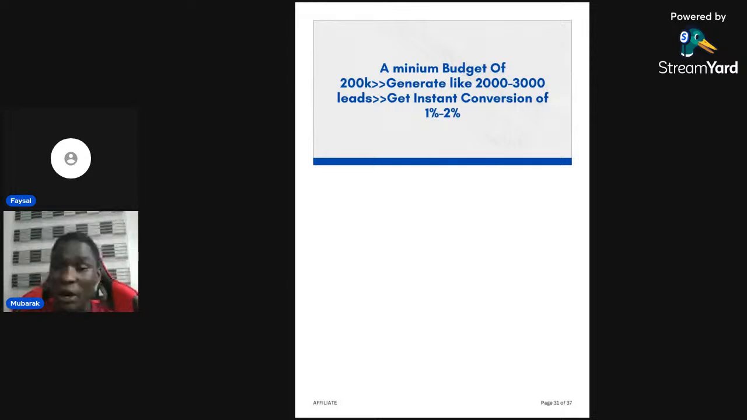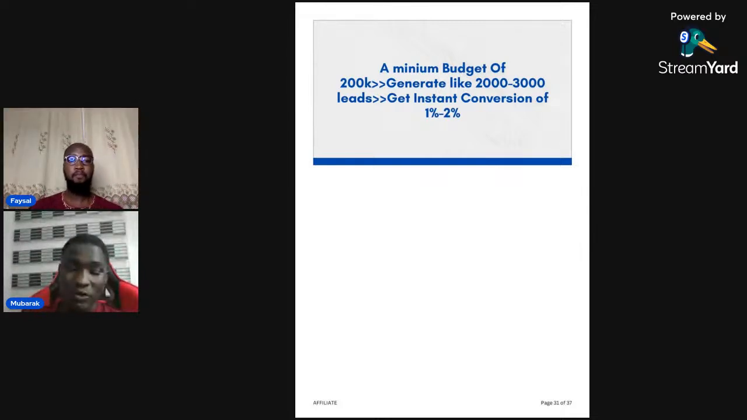So first you have to have a minimum budget of 200k, generate like 2,000 to 3,000 leads, and get a conversion of 1 to 2%. That's just it in short. The first thing you have to do is to have a minimum budget of 200k. Yeah, 100k might be okay, 50k might be okay. The main thing is to start, but if possible, have a minimum budget of like 200k. The reason I say a minimum budget of 200k is so you won't start running your ad and have to stop. If you have like 100k, you'll be spending an average of like 10,000 to 12,000 daily.